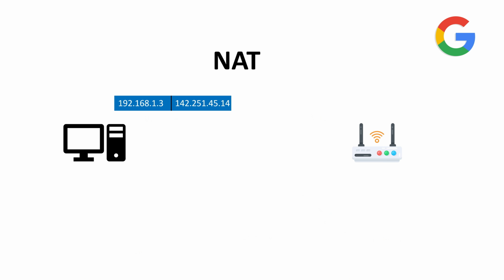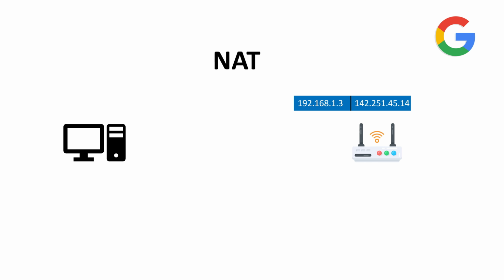Let's say your computer wants to talk to Google. Your source IP is 192.168.1.3 and your destination IP is 142.251.45.14. When the request hits your router, it replaces your private IP with the public IP before sending it out.